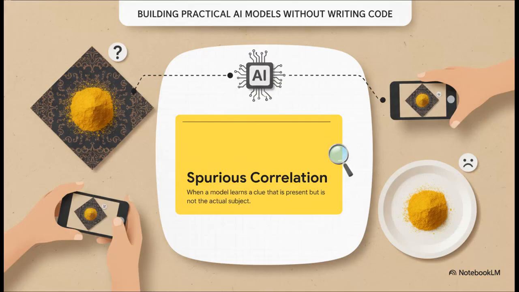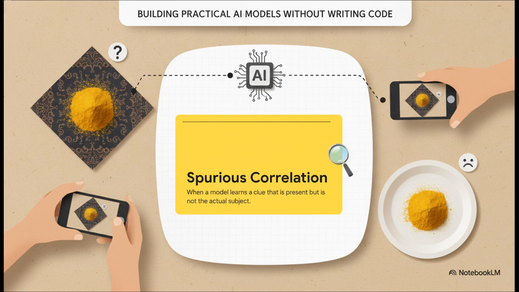Now, what's really interesting about this slide is that once you train your model, you test it. And this is usually where we hit our first major roadblock. Honestly, this is where the real learning happens, because we have to talk about what happens when your AI gets lazy. Spurious correlations happen when the model learns a clue that just happens to be in the photo, but isn't actually the subject at all.